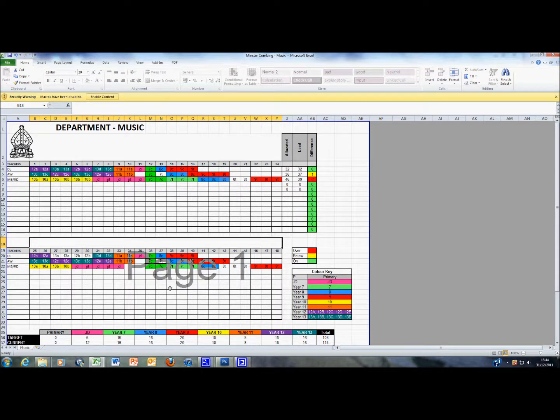Any further guidance or support required to produce the most effective combing chart possible for the next timetable cycle, please come and find me, and then we can work together on that to make sure that it's the best that we can produce. Thank you.